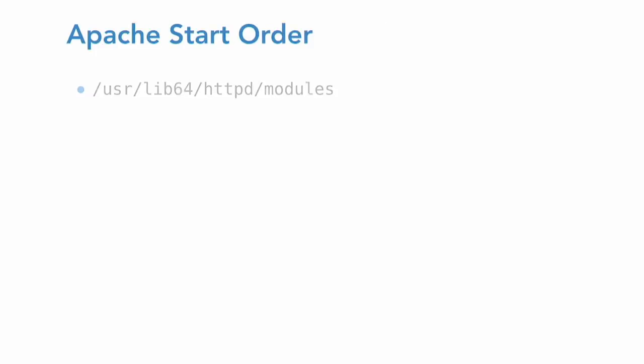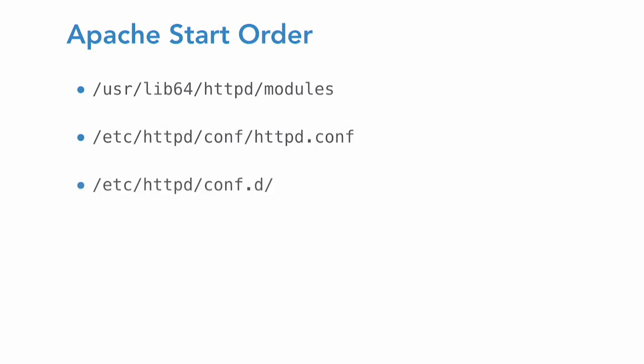When Apache runs, it processes the files in /usr/lib64/httpd/modules first, and then the configuration options in /etc/httpd/conf/httpd.conf, and lastly /etc/httpd/conf.d. I won't spend too much time talking about how web servers work, as I assume you already have this knowledge. I will skim over a few items briefly though.